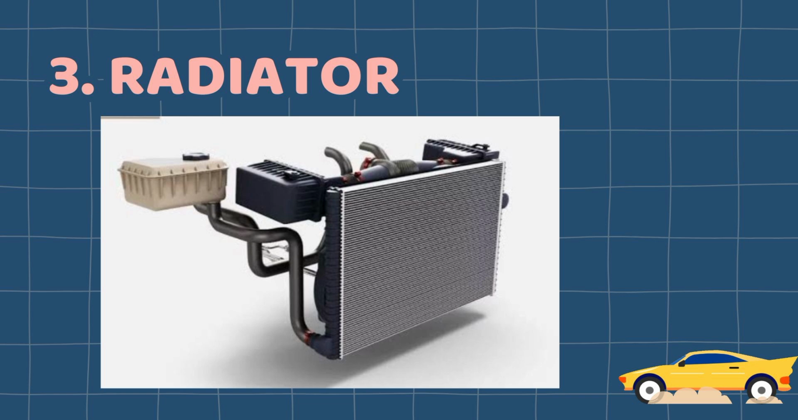Next picture is the radiator. It is a heat exchanger with tubes and fins located at the front of the vehicle. The function of a radiator is to cool down the hot coolant by allowing air, helped by the fan, to blow over the tubes, transferring the heat away from the liquid.